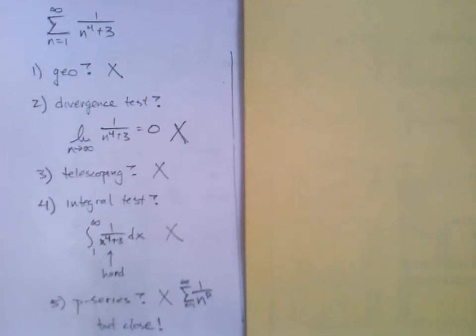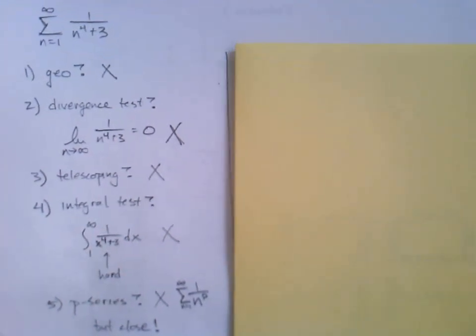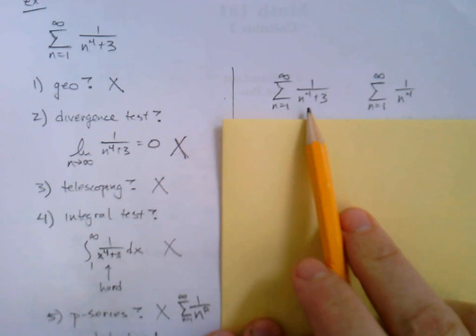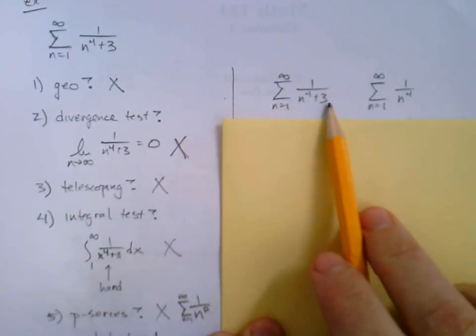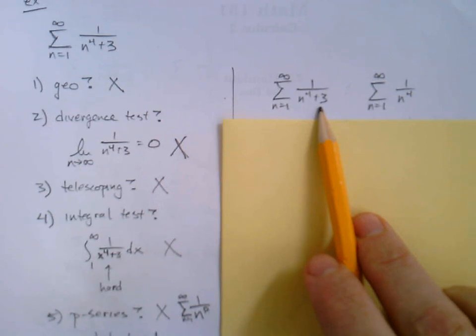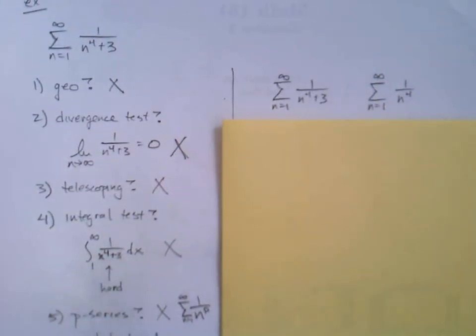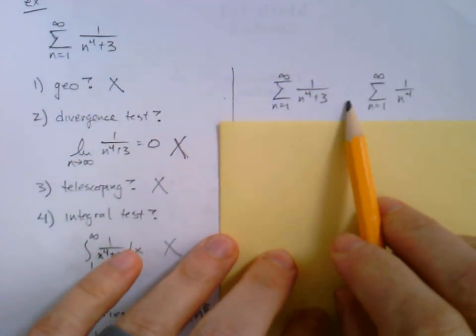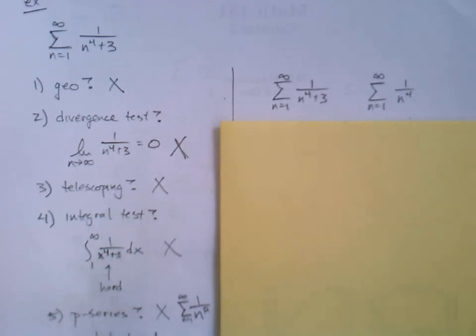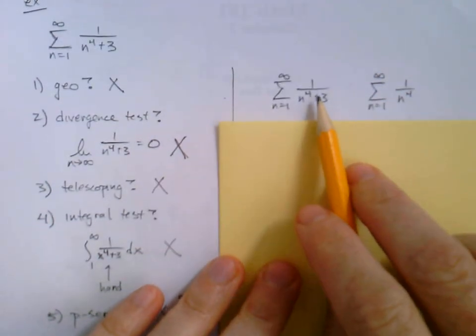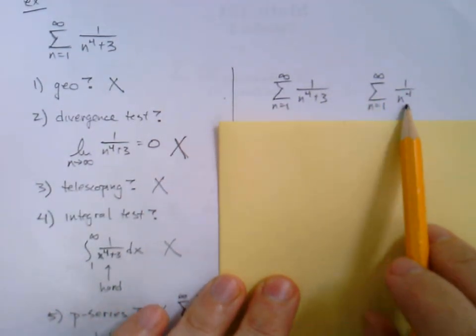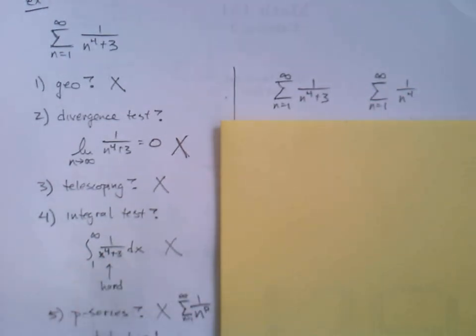But because it's close, I'm going to do a comparison. Okay, so this is what I've got on the other side. I'm going to compare my original series with what it would be if I removed that one stubborn part. So if I get rid of the plus 3, well, of course, I would have 1 over n to the fourth. And then I'm going to put an inequality between them. And that's how I'm comparing. Well, would it be a less than or a greater than between these? Is this one bigger or is this one bigger? Here's how I think of it.